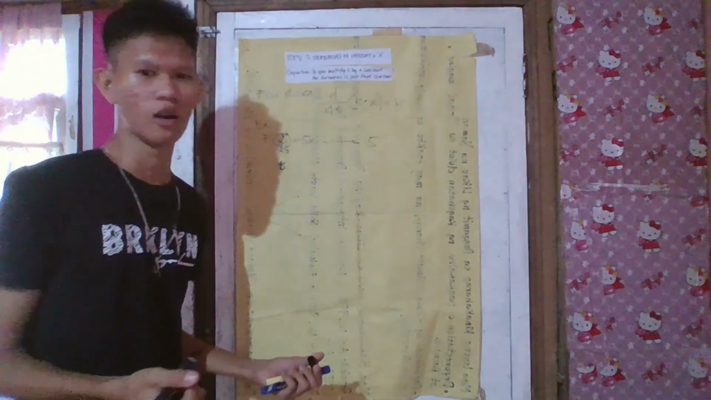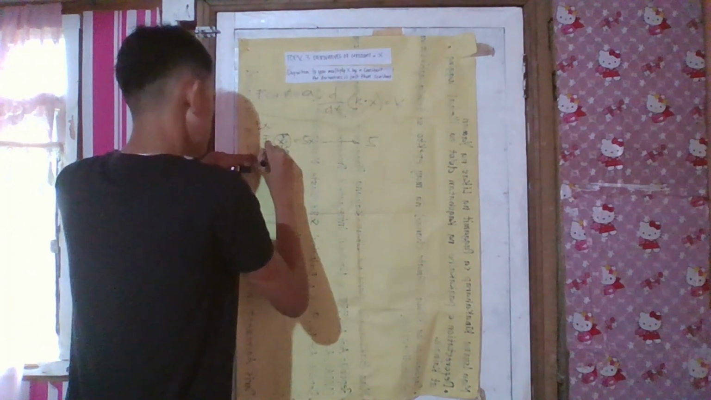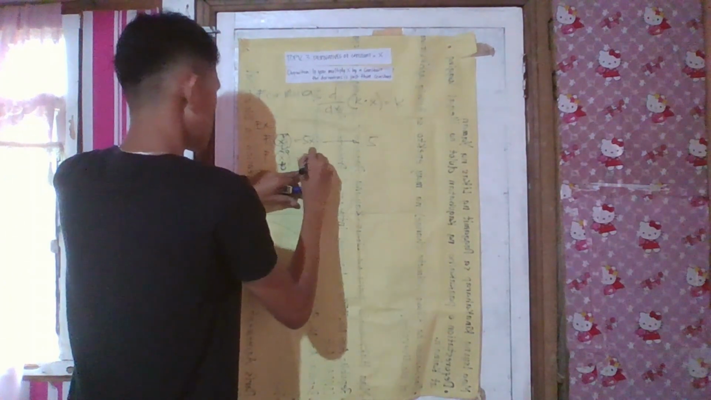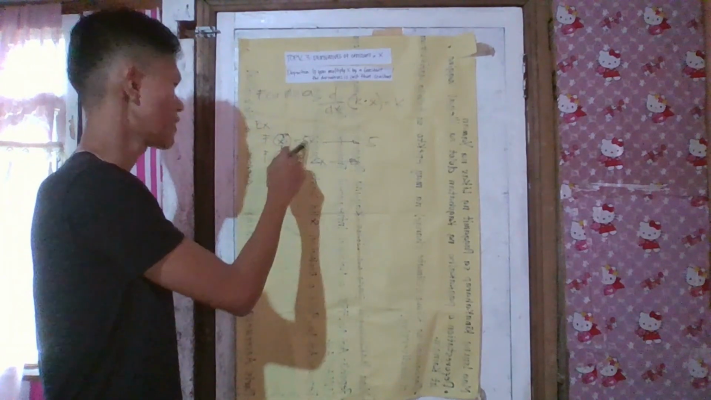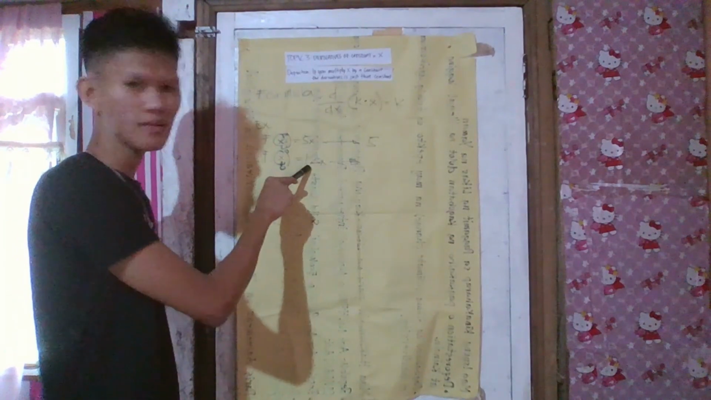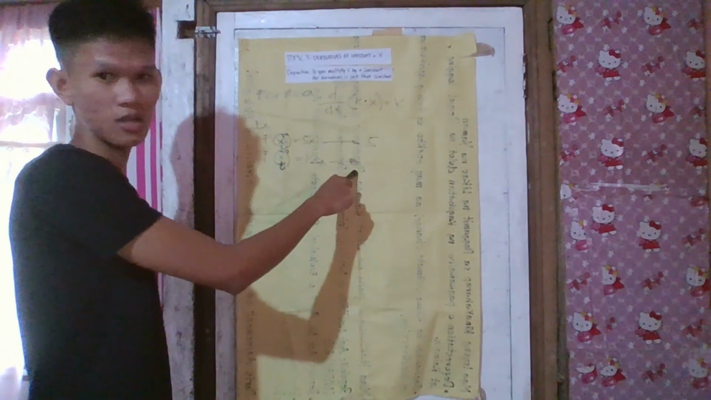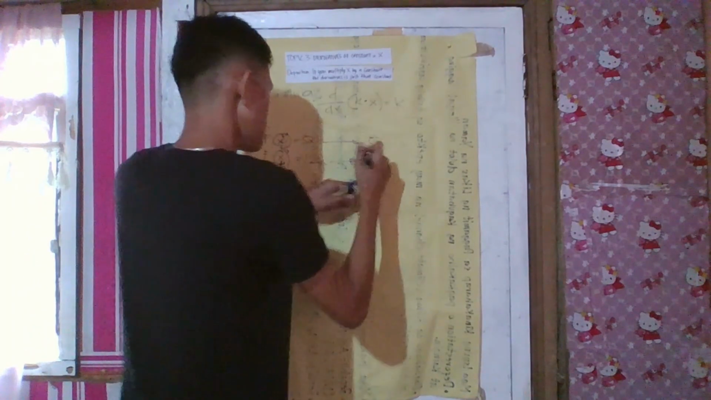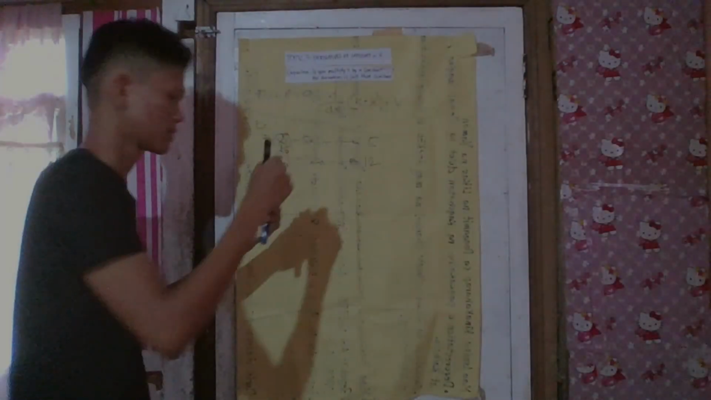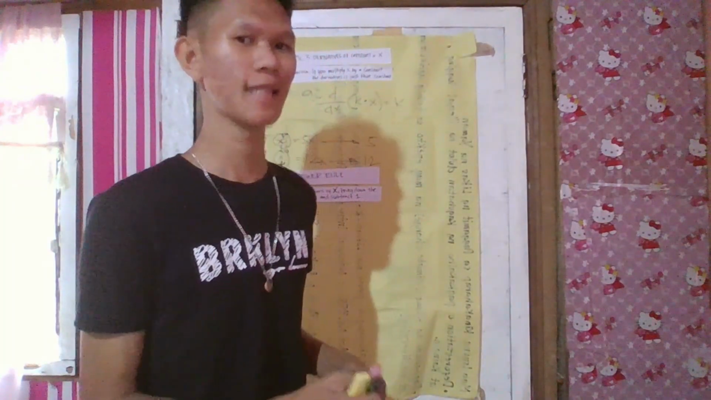Understand? Another example: f of x equals 12x. Okay. It's the same as my first example. 5x equals 5. Constant times x equals constant. 12 times x equals 12. Okay? It has a constant.